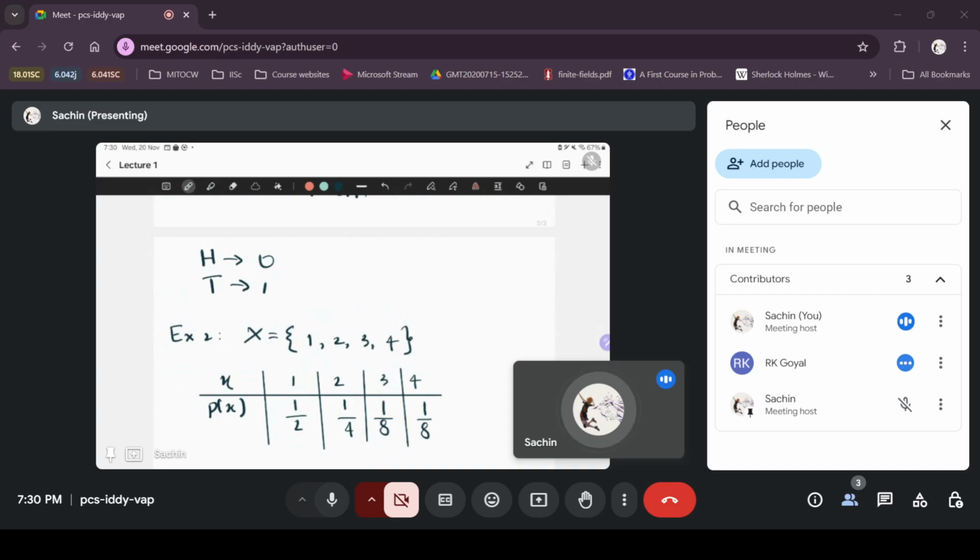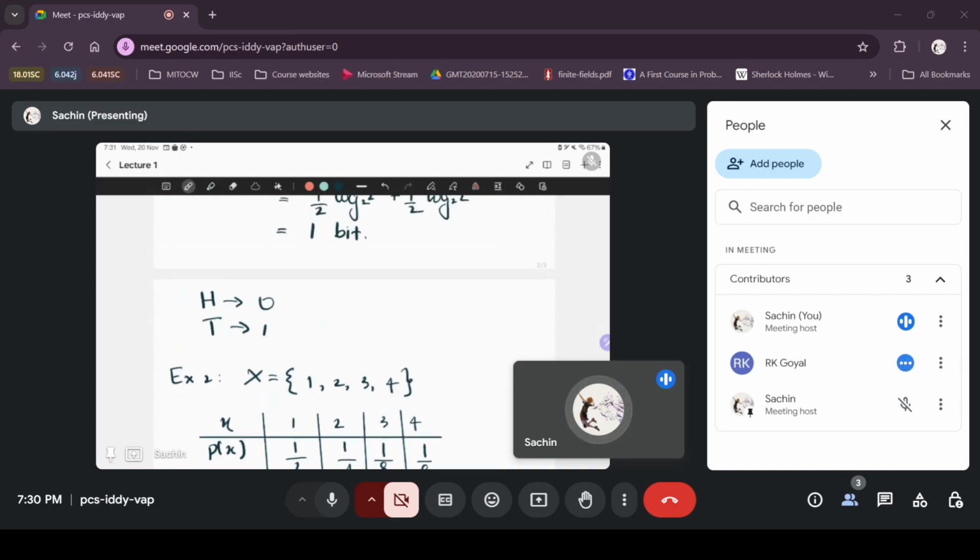No, forget about the calculation. See, heads I represented using 0, tails I represented using 1. Right now, we are trying to represent the outcomes of the experiment using a sequence of binary numbers or a sequence of bits.